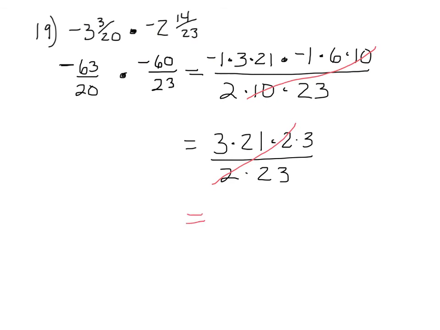3 times 21 times 3. Again, a calculator would be helpful. 3 times 21 times 3, I believe, is 189. And then underneath I have a 23, which would be fine right there. I could change that. I could go 189 divided by 23. It goes 8 times. Keep the 23 in the denominator. 23 times 8 only gets you to 184. You need 5 more to get to 189.